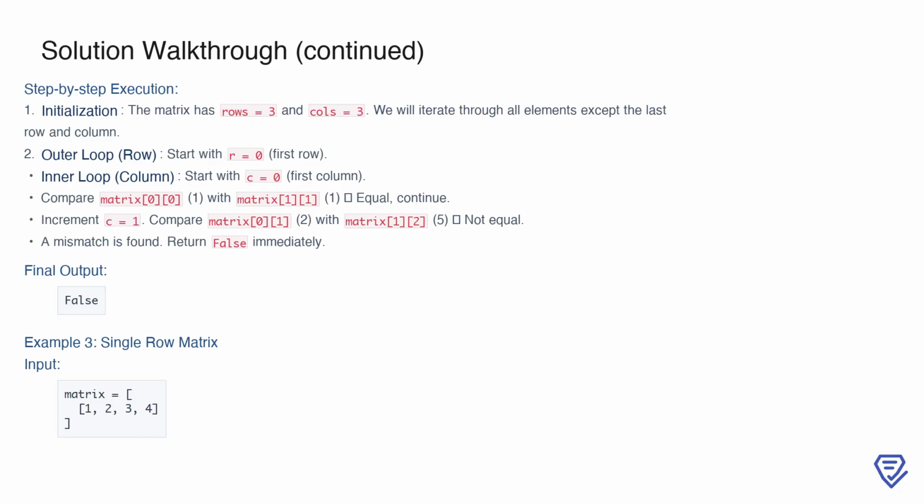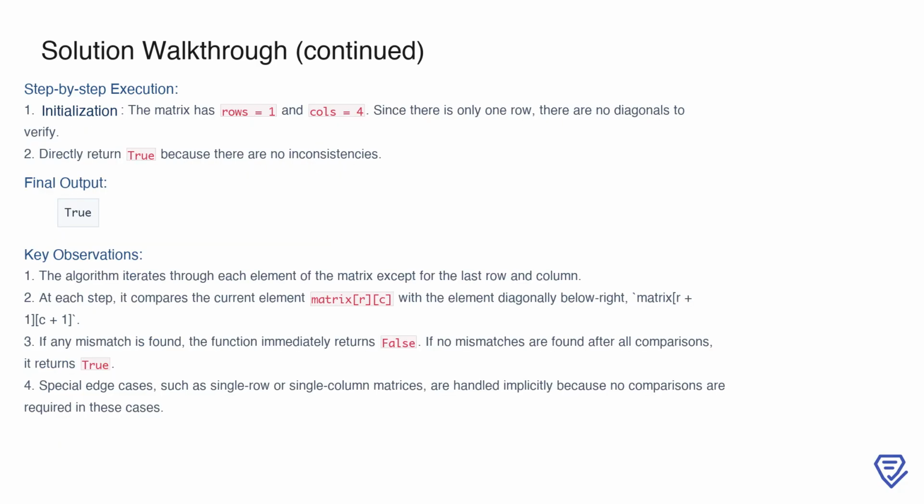Next, we'll examine a simpler edge case, a single-row matrix. In the case of a single-row matrix, the dimensions are initialized with rows equal to 1 and columns equal to 4. Since there is only one row, there are no diagonals to verify. The Toeplitz matrix property is inherently satisfied here because there are no diagonal elements to compare. As a result, the function directly returns true without performing any further checks. This highlights how the algorithm handles edge cases like single-row or single-column matrices.